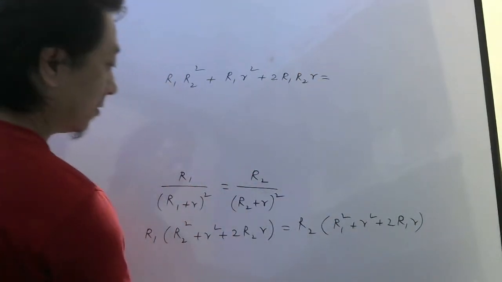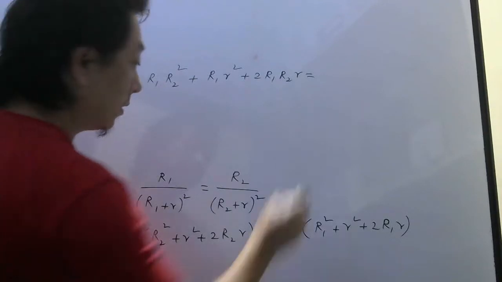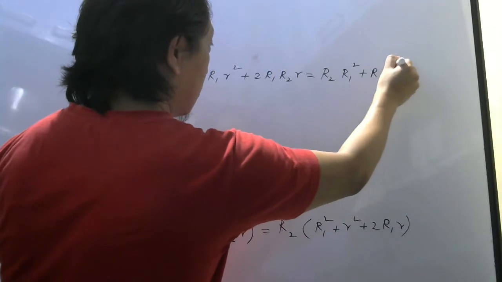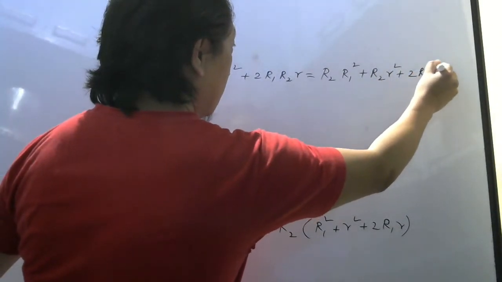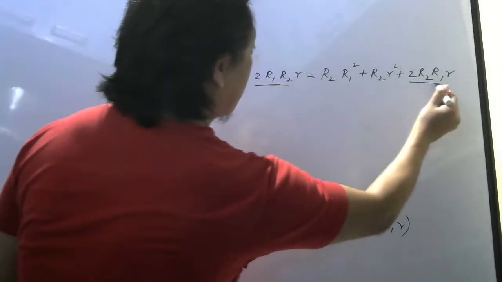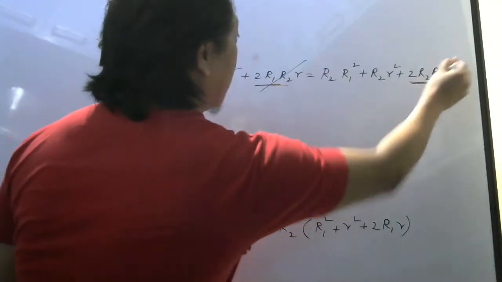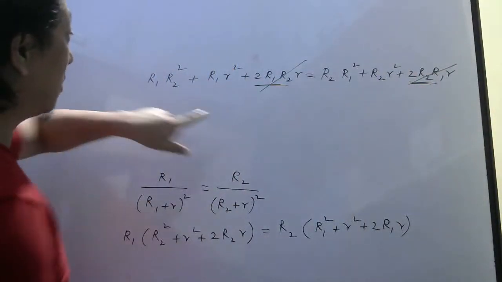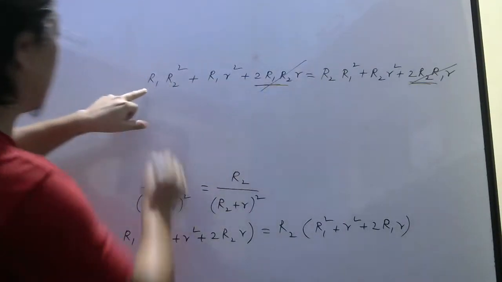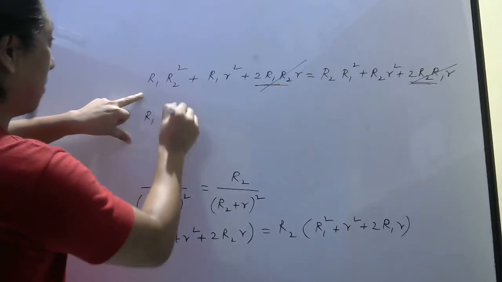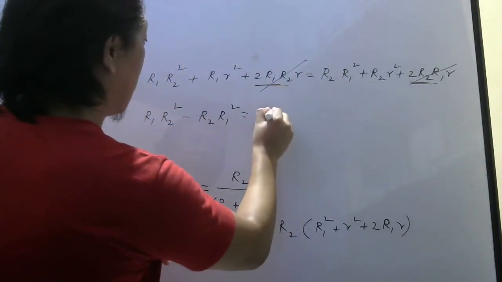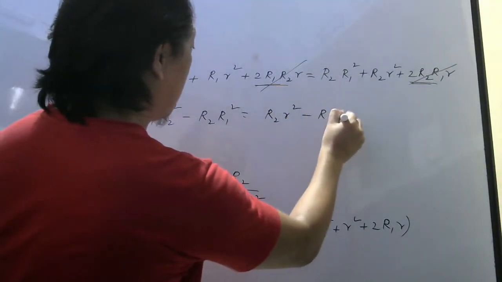Same thing you do here also. Okay. R2 R1 square plus R2 r square plus 2 R2 R1 r. Right? Okay. Then you can see this part and this part are same, so you can take it that side and cancel. Okay, then here I want, remember, small r. Okay, internal resistance they are asking. So let me bring R2 R1 square this side. So R1 R2 square minus R2 R1 square, and let us take this one that side. So R2 r square minus R1 r square.